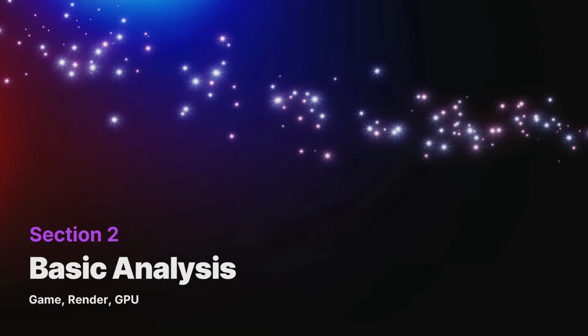So let's now begin section 2, basic analysis. So far, we reviewed common performance concerns in general terms. In this section, we explore how to investigate them using Unreal Insights. Our focus will be on 3 key areas: game thread, render thread, and GPU. For each, we'll cover what bottlenecks are likely to appear and how you can use the tools in Unreal Insights to uncover and address them effectively.